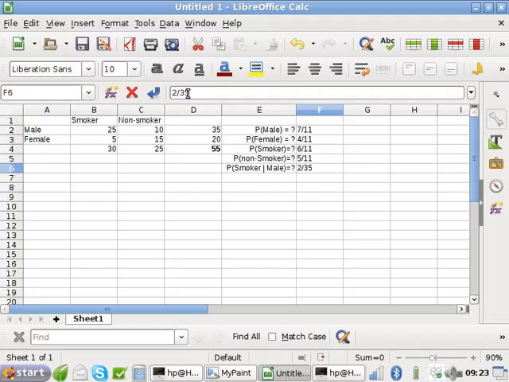Sorry, it's not 35. No, you said it was 35 smokers. It's not. Sorry, there's 30 smokers. 30 smokers. 25 of them are male, 5 of them are female.